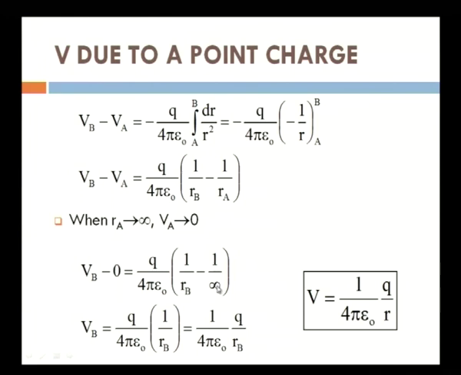So, this term totally vanishes, and finally, we get the expression for potential at the point B in a simplified form as highlighted here. So, V is the potential at a point a distance r from the charge q, and this is the expression for the potential. It is found to be inversely related to the distance as far as a point charge is concerned.